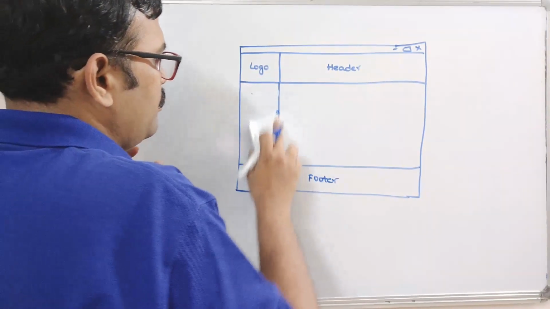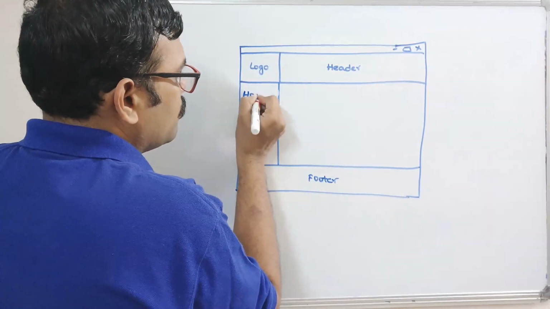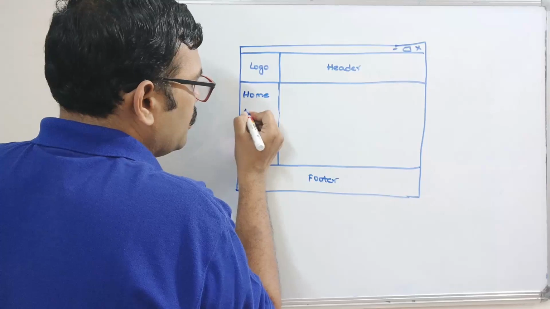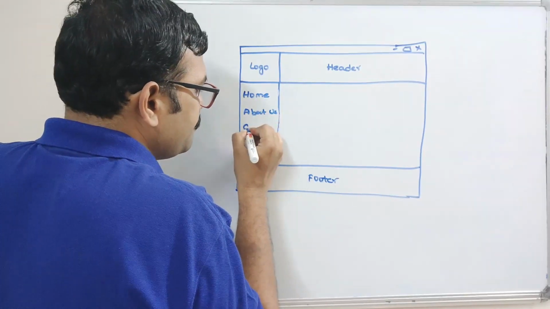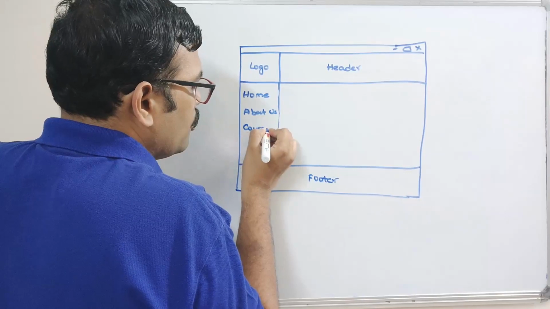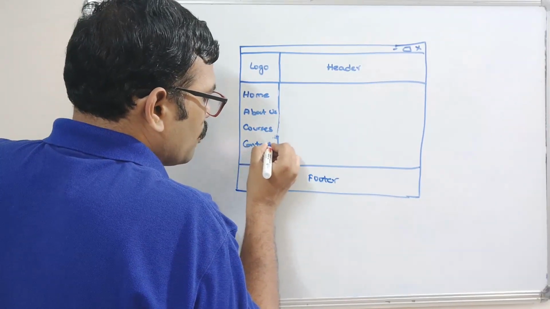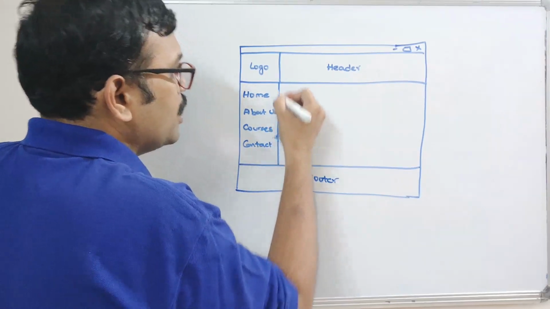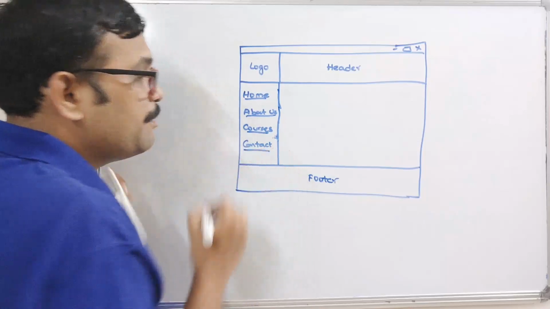So I will write it in a clear way: home, about us, courses, contact. Let us create all these links. So these are the hyperlinks.